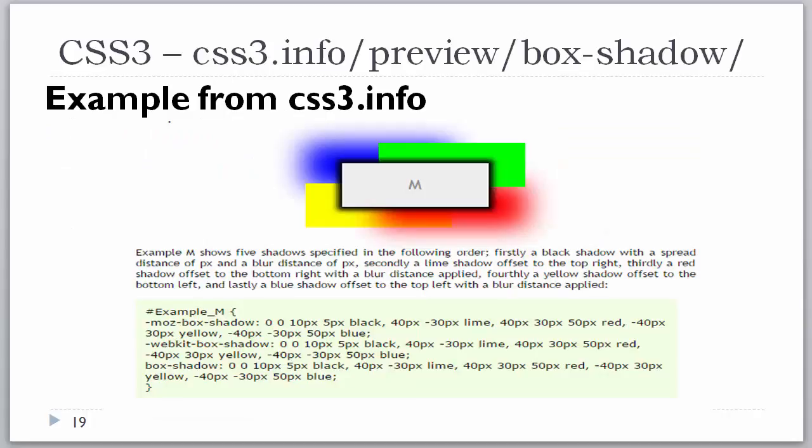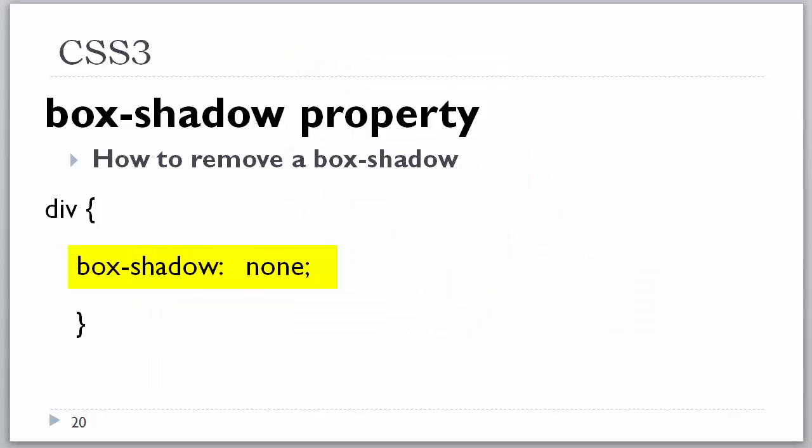And here is an example from css3.info, an excellent resource, by the way, where we have multiple shadows with different offset values here, which make an interesting effect. To remove a box shadow property, simply set the value to none.